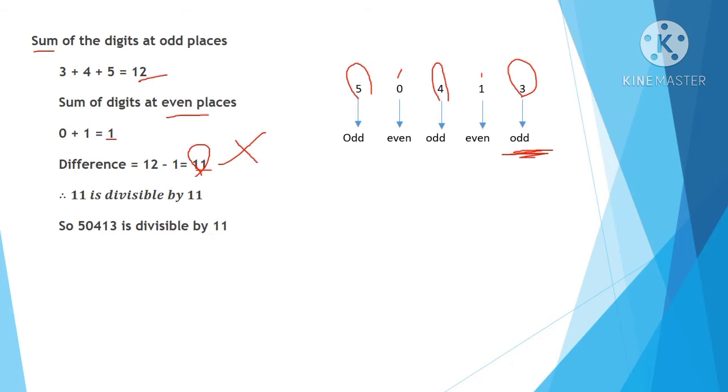If for example I am getting here, take a number 12. For example I am getting the difference 12. Whether it is divisible by 11? No, it is not divisible, right? Then I can write like 50,413 is not divisible by 11. Since we got the answer 11 and that 11 is divisible by 11, therefore the given number is divisible.